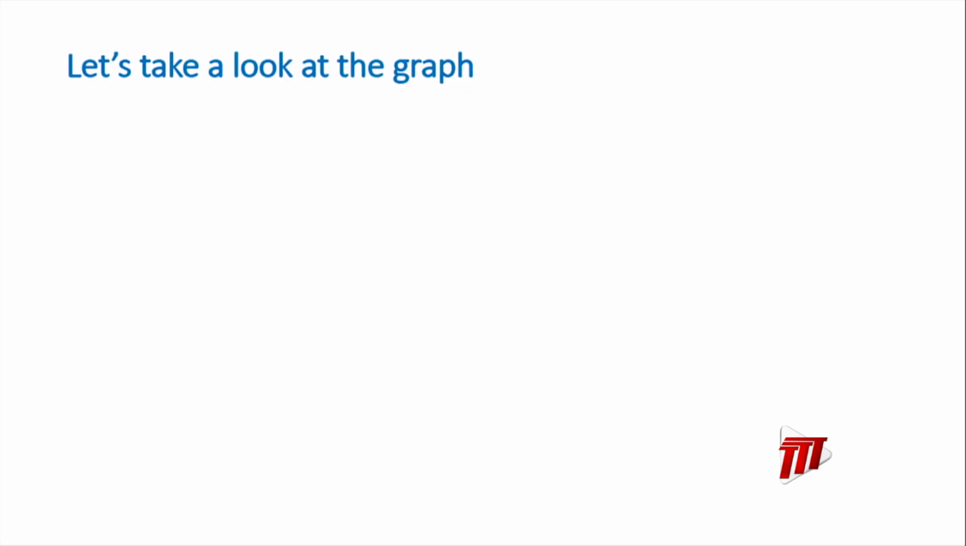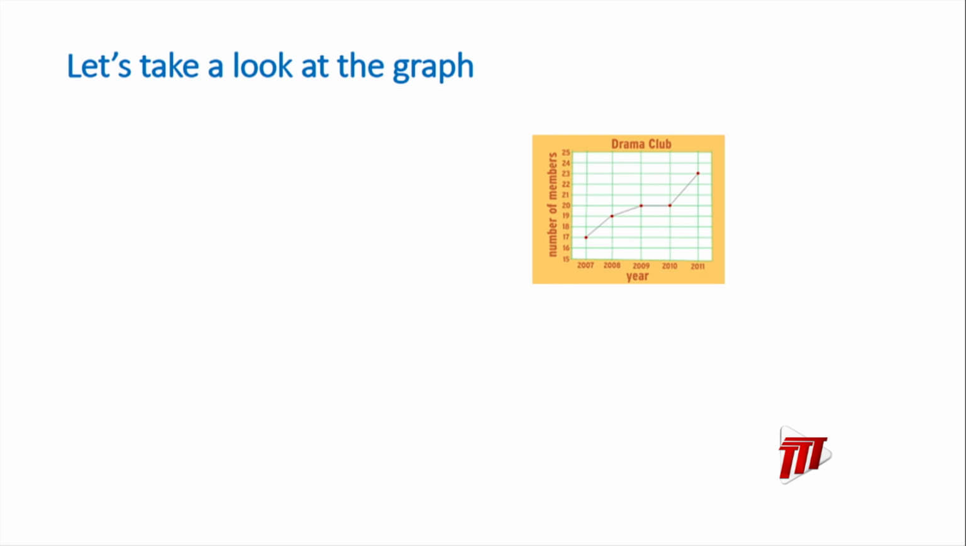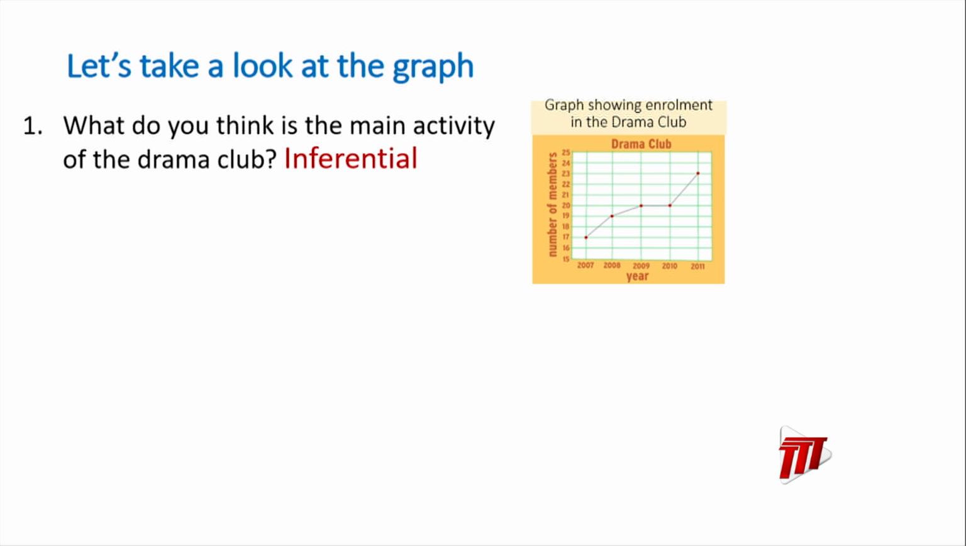Let's take a look at the graph again. So we have our graph, the drama club. The graph shows the enrollment in the drama club over the years 2007 to 2011. And our first question that we want to answer would be, what do you think is the main activity of the drama club? Remember, this was an example of an inferential question. What does drama involve? I'm pretty sure in your VAPA classes at school that you would have learned about drama.